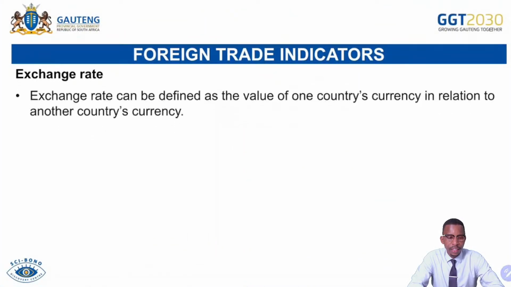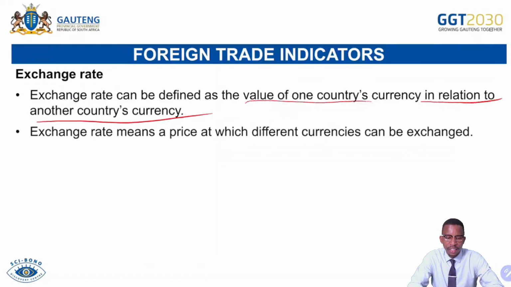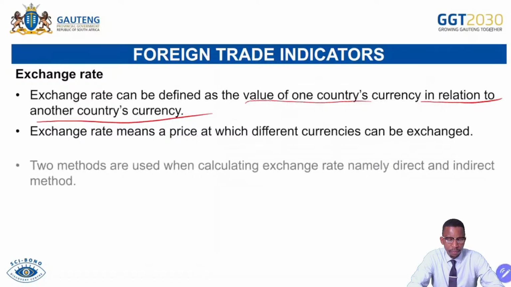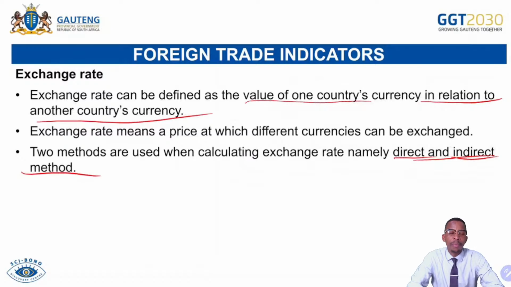And then exchange rate. Exchange rate can be defined as the value of one country's currency in relation to another country's currency. So in this situation, when you compare the South African rand maybe to the dollar, you're creating the exchange rate there. Exchange rate means a price at which different currencies can be exchanged. So it's a value, like I've mentioned. Two methods are used when calculating exchange rate, namely direct and indirect. So we have the direct approach or the indirect approach.